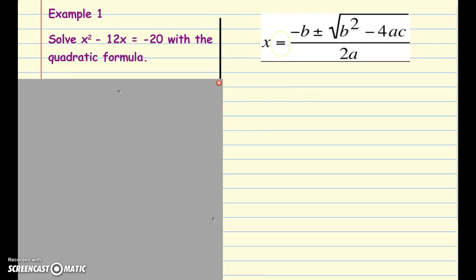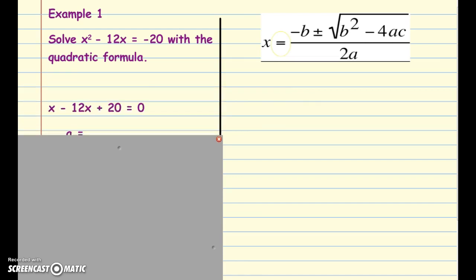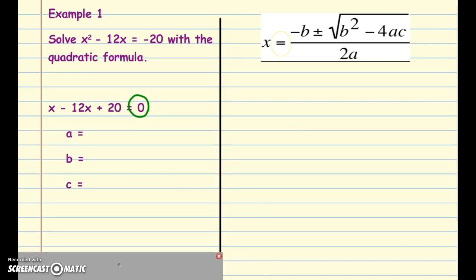So here's our first example, x squared minus 12x equals negative 20, and we're going to solve this using the quadratic formula. The first thing that we should always be in the habit of doing is getting one side equal to 0. And so I've done that by adding 20 to both sides. And now we're going to go through and label what our a, b, and c are. As a reminder, the general form of a quadratic equation is ax squared plus bx plus c equals 0. So in looking at this equation, what are your a, b, and c? If you're thinking 1 for a, negative 12 for b, and 20 for c, you are on track.